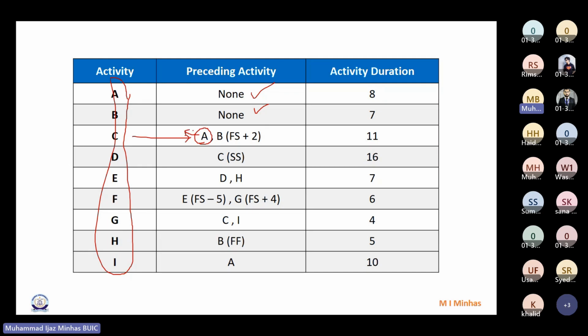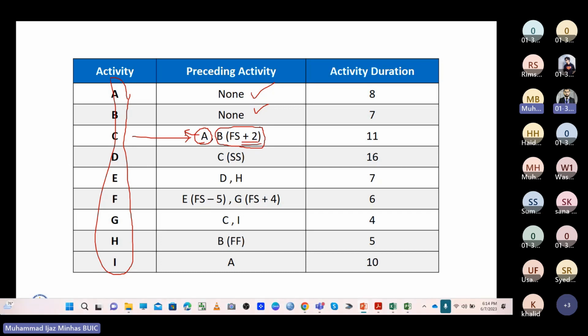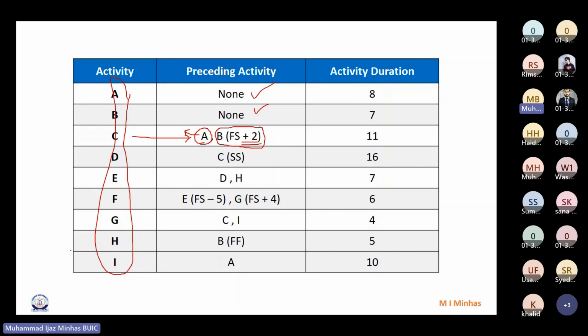When there's no relationship mentioned, it means the default relationship, finish to start, is there. But for activity B, you see here, there's a finish to start relationship with a 2 days lag. And do you remember what we mean by lag here? Yes, sir. It is 2 days delay, or 2 weeks delay if the duration is in weeks, obviously.